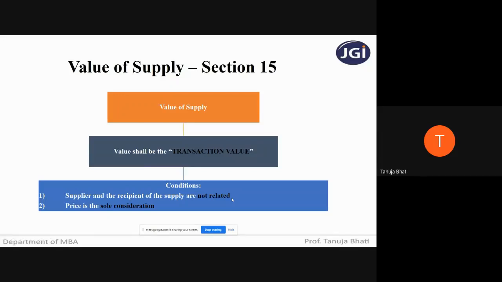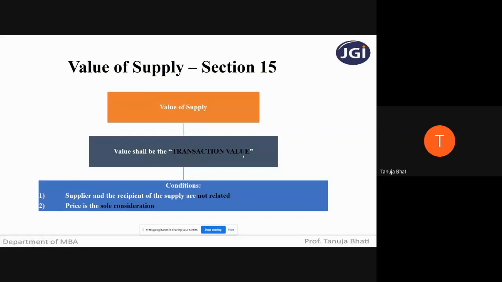Now, price is the sole consideration. When I say price is the sole consideration, it means the supply is made solely for a monetary purpose, that is, supplied solely for the price in money. If a monetary consideration is involved, then the value shall be the transaction value. So remember students, section 15 talks about value of supply, where it says that the value on which GST is to be charged, on which GST is to be calculated, shall be the transaction value.